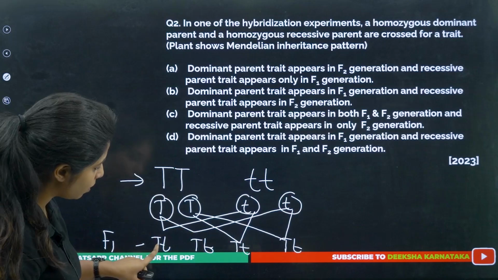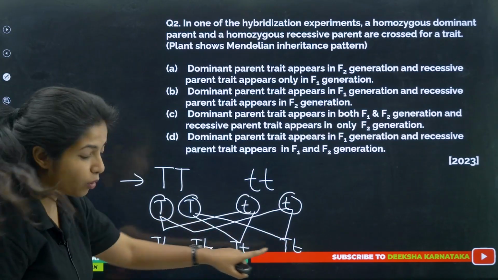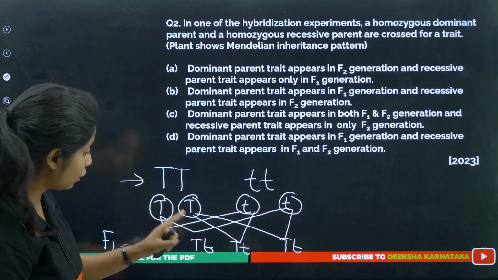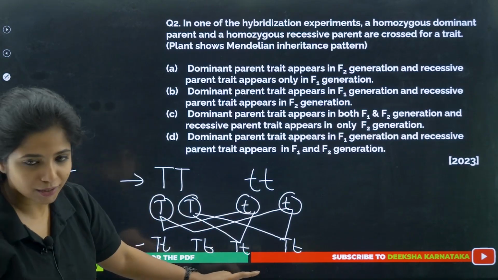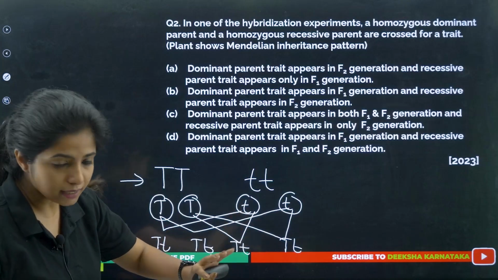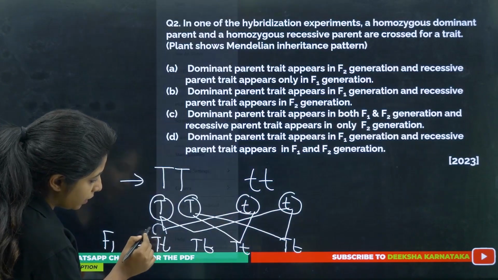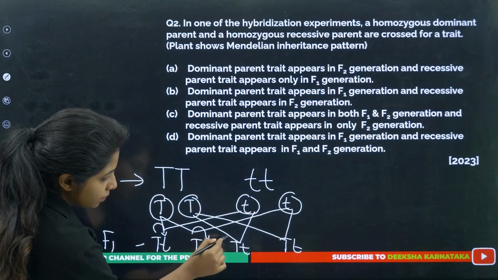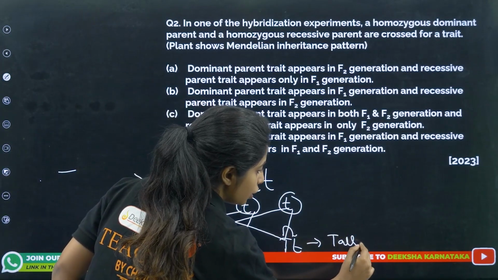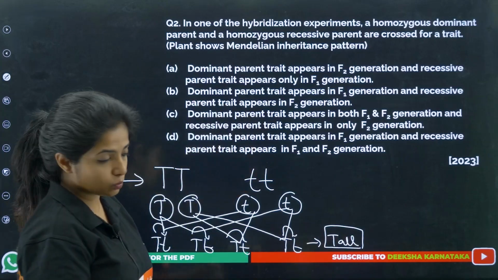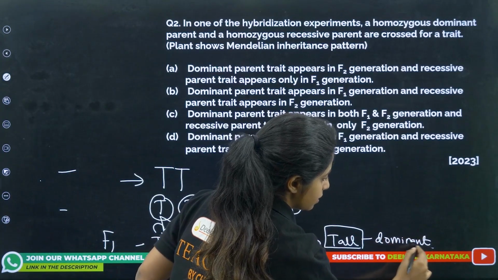But if I see, all of them have a capital T and a small t. They are all heterozygous. Okay, all of them are heterozygous. And over here, the capital T is there, so it will be dominant over this one. So all of them will be tall children. So in the F1 generation, all are tall. The dominant trait is being seen.